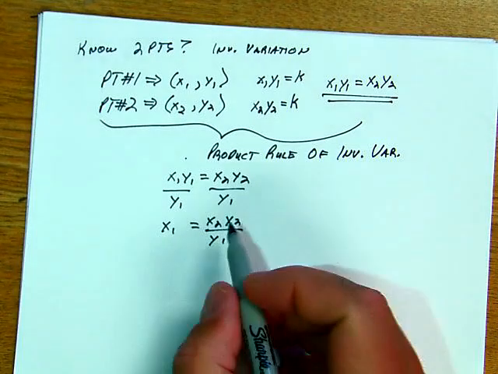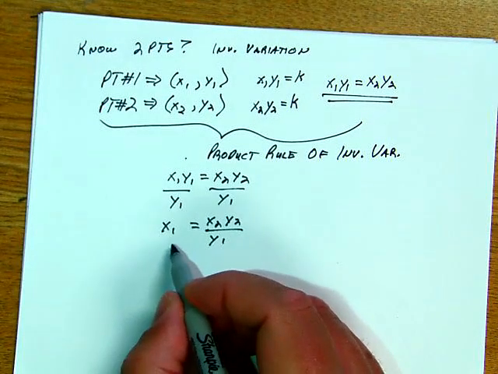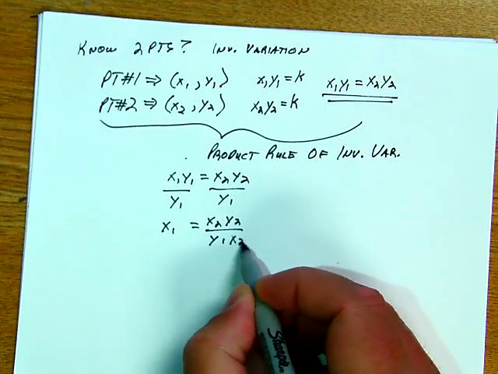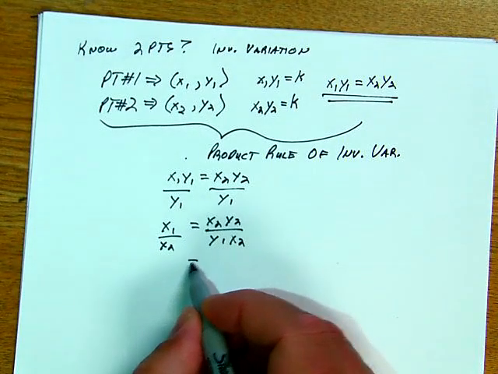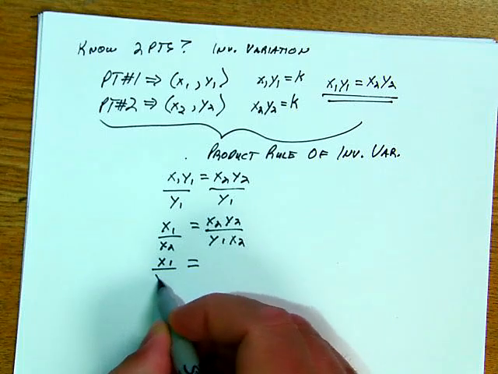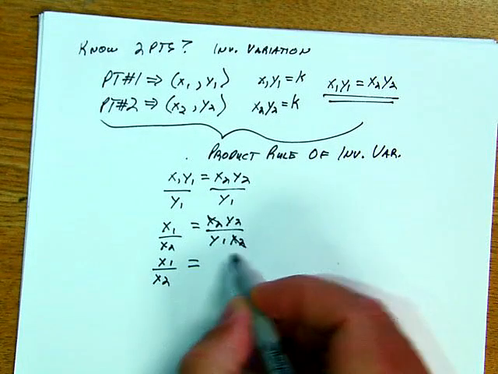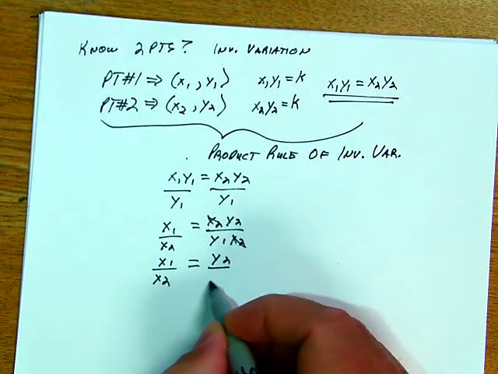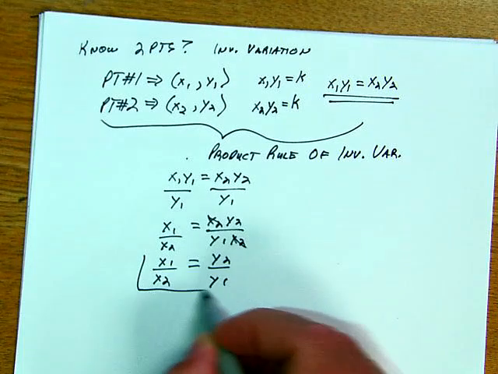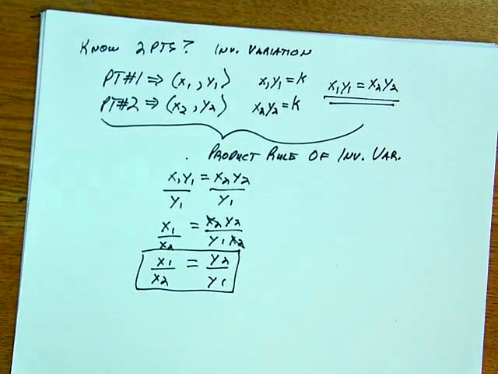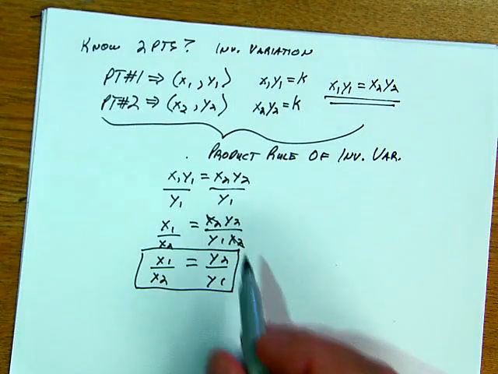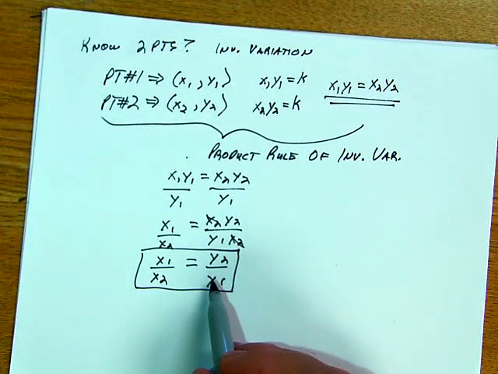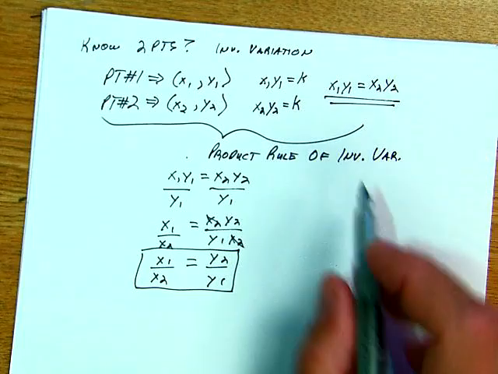Now I'm going to divide by x2 on both sides. So I'm going to divide by x2 and x2. And what does that leave me with? x1 over x2. The x2's cancel out, and I've got y2 over y1. And that is the proportion for the product rule. So it's the same thing as the product rule, it's just rearranged so that you have a proportion instead of the actual multiplication.